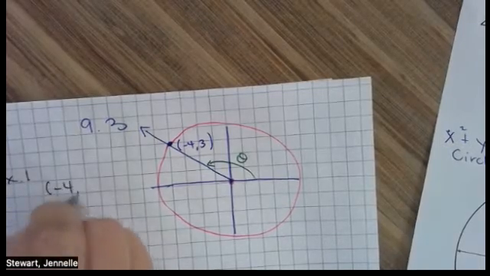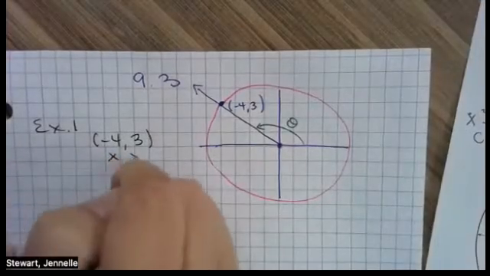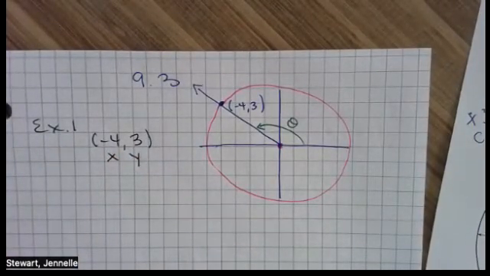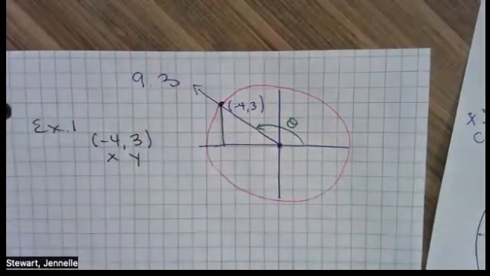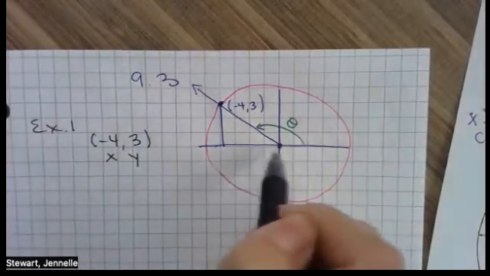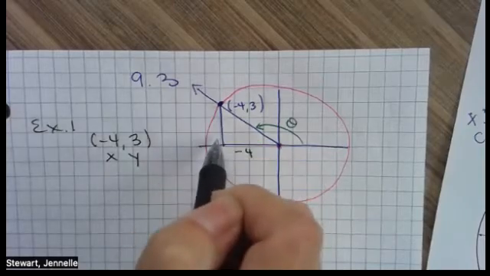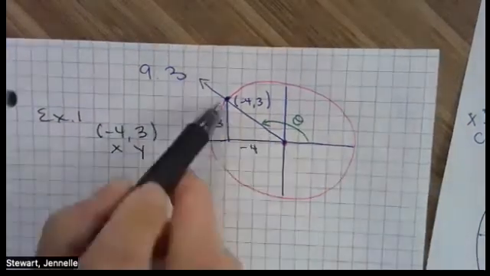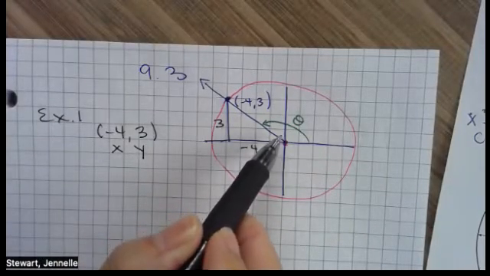Okay, so you now have this point, -4, 3. If it's easier for you, label it. Now I'm going to make a triangle here because there's something we're missing. I know that this value right here is -4. This value right here is 3. Okay, so let's calculate the hypotenuse. We don't have the radius of this yet. How are we going to calculate that?